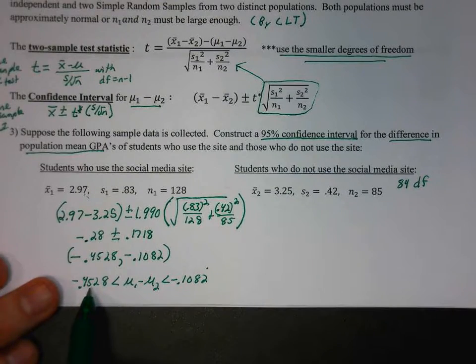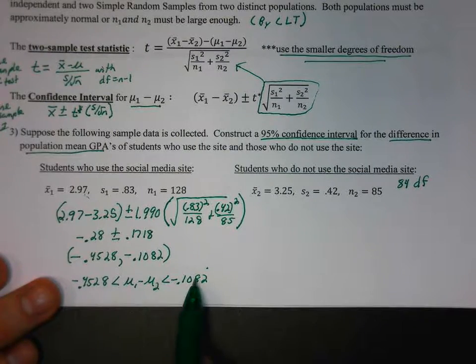Okay, so if that interval were to contain 0 in it, so let's just suppose you did the calculations and you got negative 0.45 less than mu1 minus mu2 less than, just say that was a positive 0.1082. If that second value here is positive, then that will be telling you that 0's in the interval, which means that the difference between the means could have been 0, which is basically saying there's no difference.